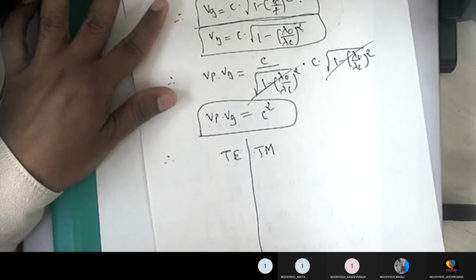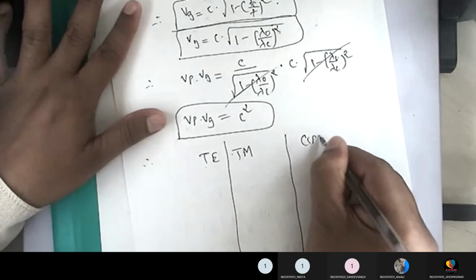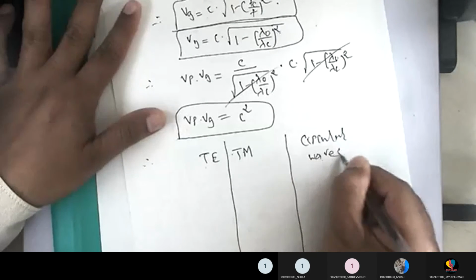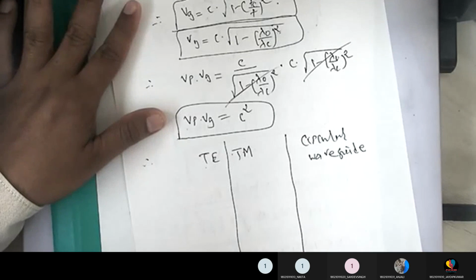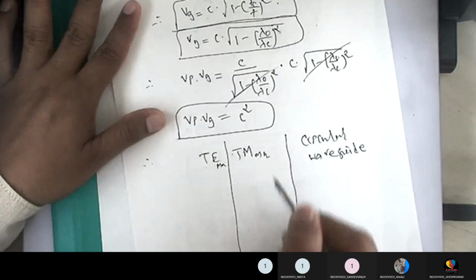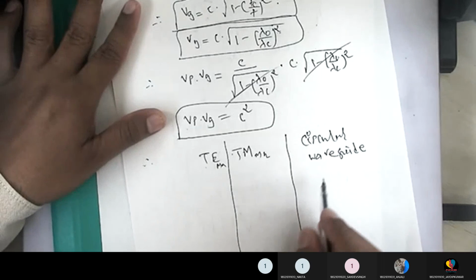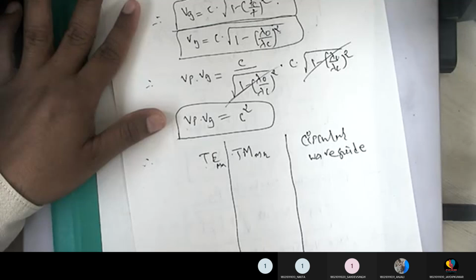And if time permits, we will also see in our next class the circular waveguide. Till now we have discussed only the rectangular waveguide, and we have discussed the TE m n mode and TM m n mode. But in our next class, we will also try to see the next shape of waveguide, that is the circular shape waveguide.